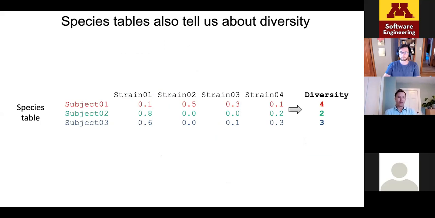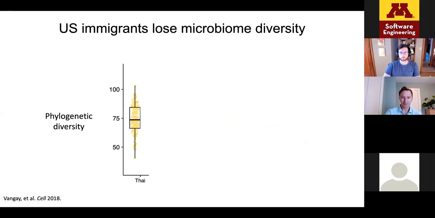The other thing we can do with these tables is figure out the diversity. So a really naive diversity index would be just how many strains do you have? What's the total species count in your gut ecosystem? And in this example, subject 1 has 4 unique species, subject 2 only has 2 unique species. So we did that on all these samples.